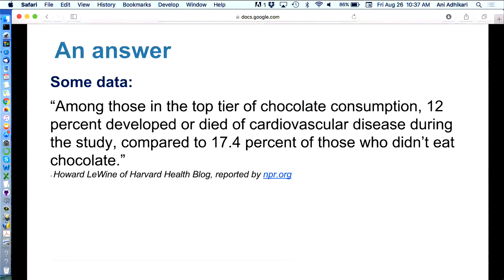So now what I want you to do is think about the word relation. Any relation between the two. I did not specify what kind of relation. Yes? So I'm looking at these data, and I'll tell you what goes through my mind. Among those in the top tier of chocolate consumption, 12% developed or died of heart disease. Among the others, 17.4%. Those two numbers are different. There is no doubt about whether 12 and 17.4 are different. Those two numbers are different. That's a relation. We are not asking anything deeper than that when you say relation.